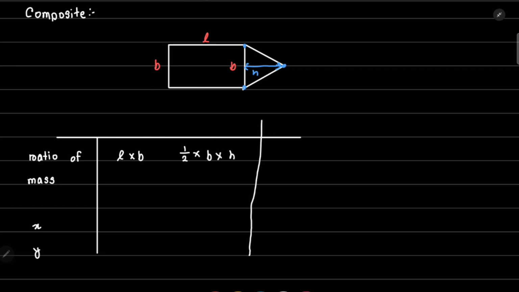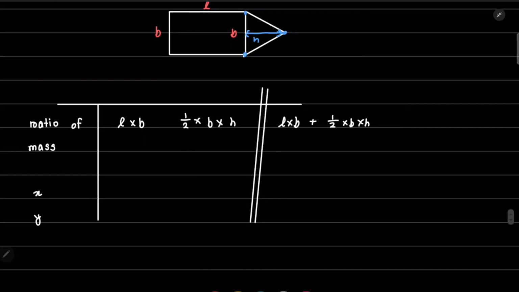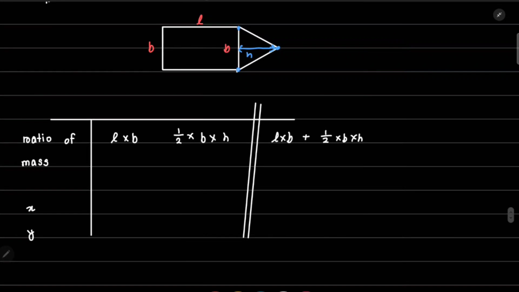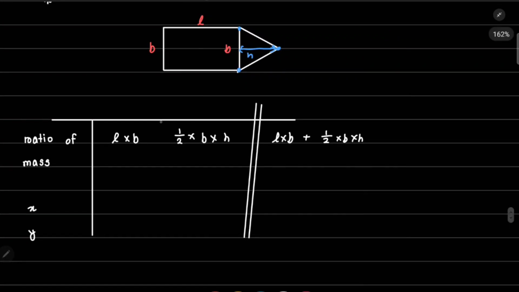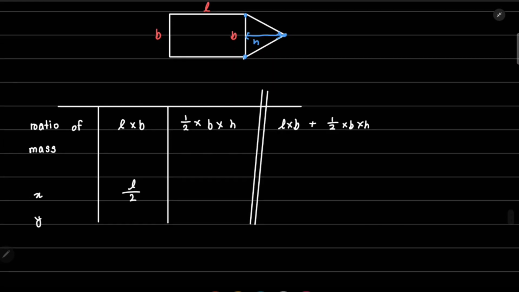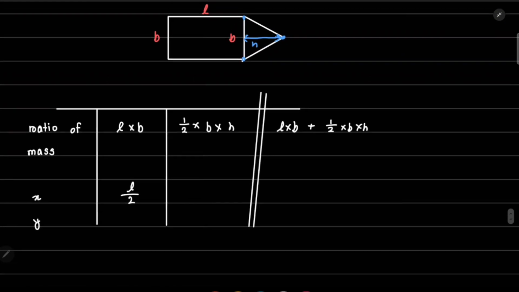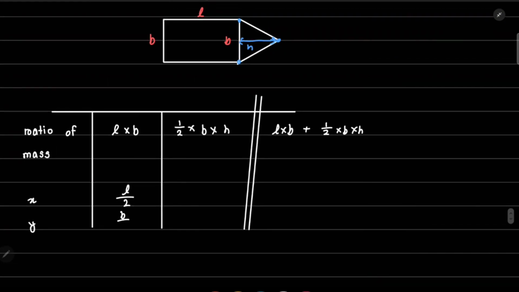So now we'll have a total over here. The total will be length into breadth plus half into breadth into height. The x coordinate for the rectangle would be L by 2. For y coordinate, this would be b by 2. And for the triangle, the y coordinate will again be b by 2.